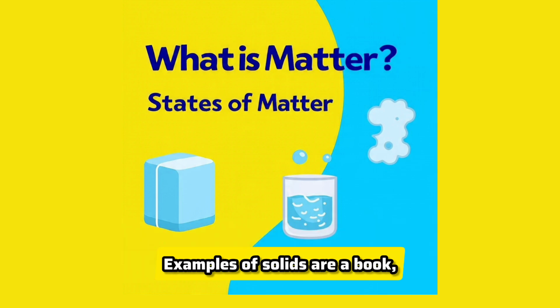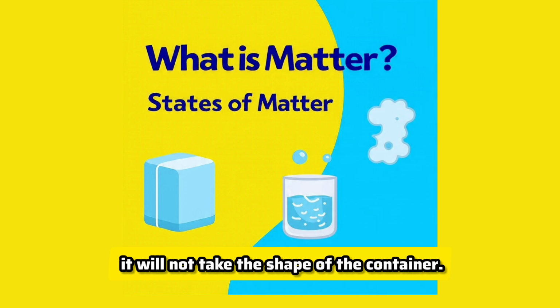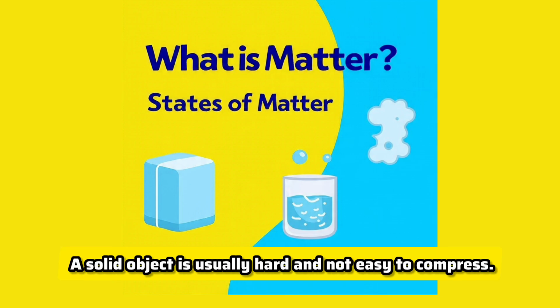Examples of solids are a book, a chair, a pencil, and a stone. If you put a solid in a container, it will not take the shape of the container. A solid object is usually hard and not easy to compress.